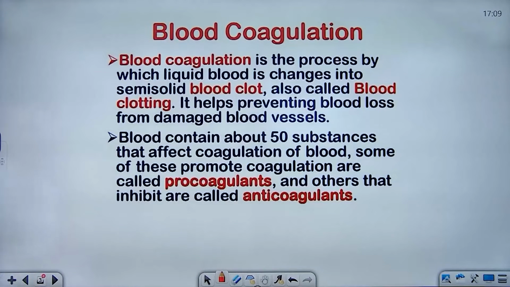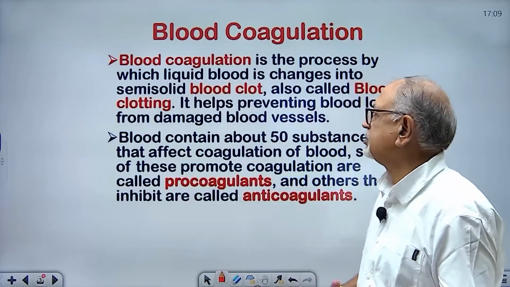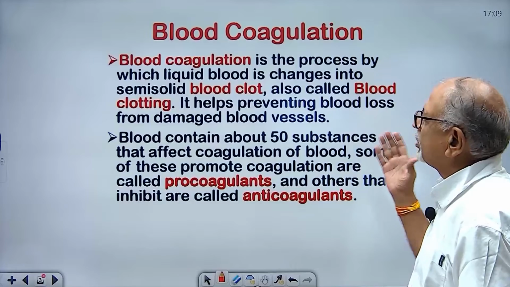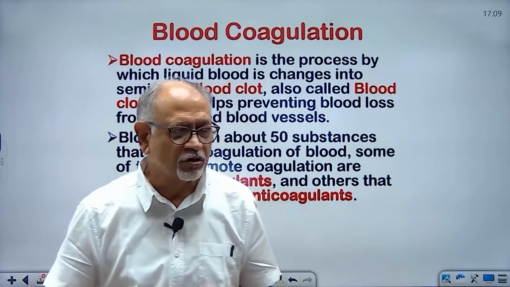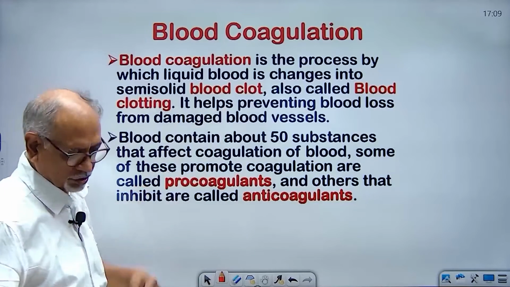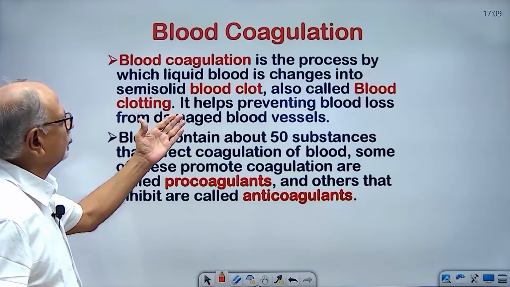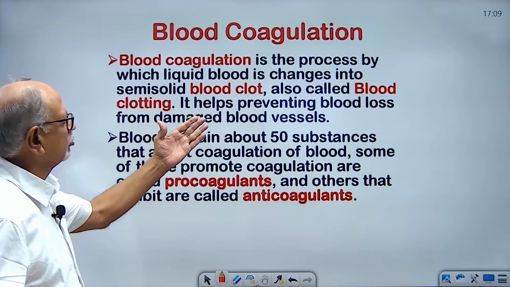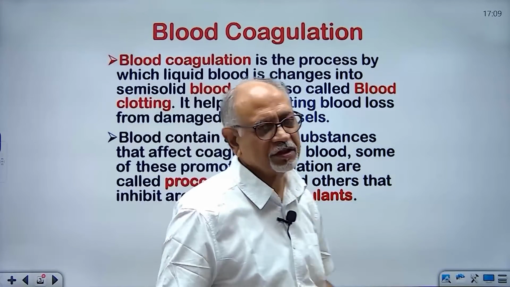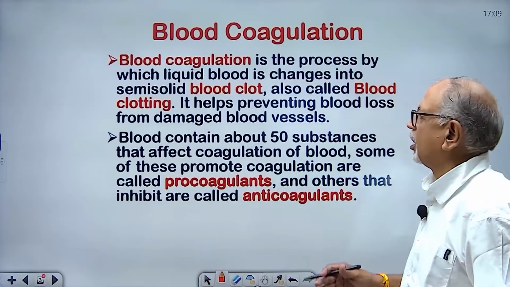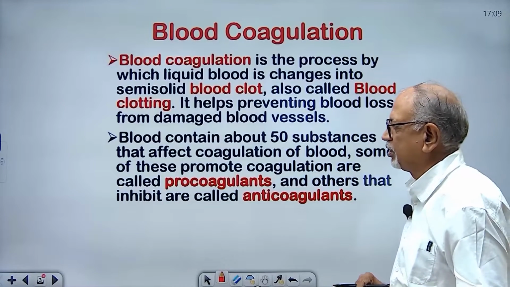Blood coagulation is the process by which the liquid blood is converted into a semi-solid state called a blood clot. This phenomenon is called blood clotting or blood coagulation. It helps in preventing the blood loss due to damage of blood vessels.